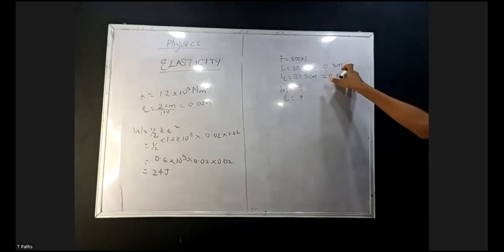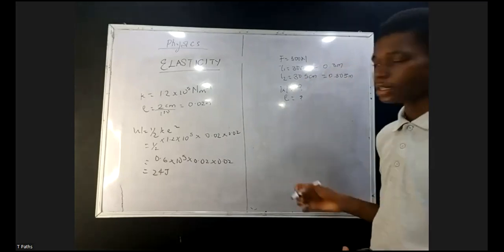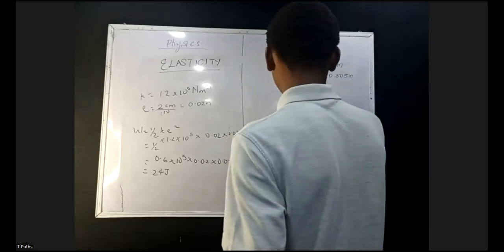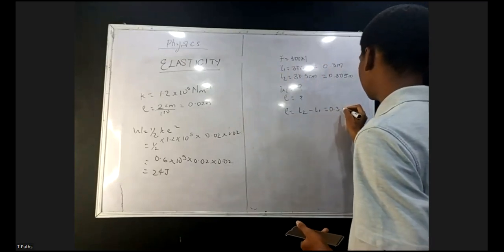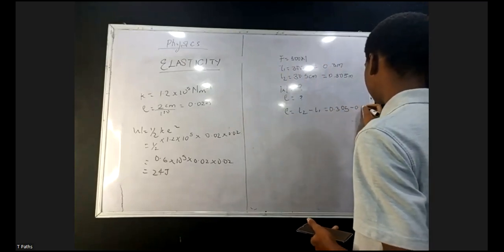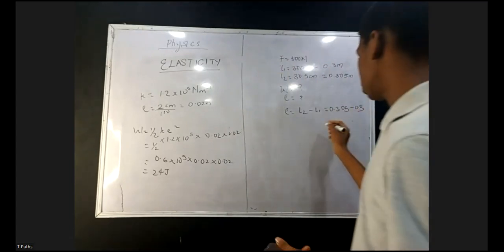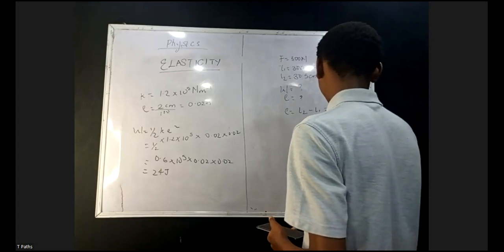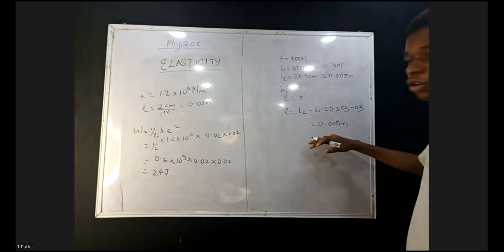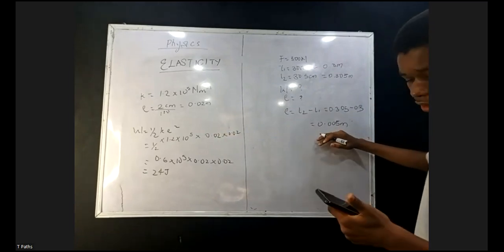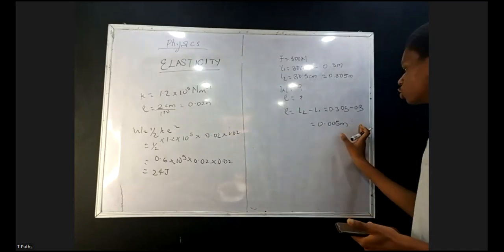So I have this as 0.3 meter and this as 0.305 meter. For extension, I said extension is equal to change in length, right? L2 minus L1. So L2 minus L1 is simply 0.305 minus 0.3. I'm simply going to subtract this, and this is going to give me 0.005. So the extension of the wire is 0.005 meter. So this is my extension.